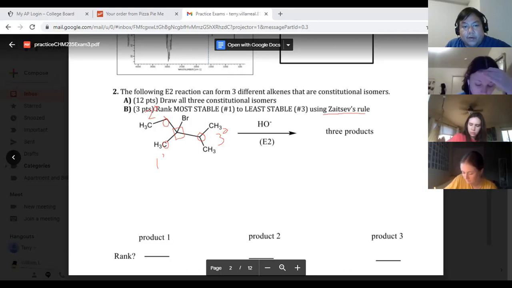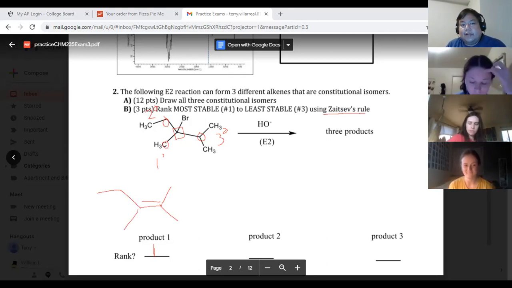So my product one, my most stable one, is going to be when I take the proton from this carbon, and then I am going to form this double bond like that. My next most stable one is going to be when I take the proton from the secondary. I'm just drawing this as best I can because it's a little like that. And then finally, my least stable product is going to be when I take it from the primary.